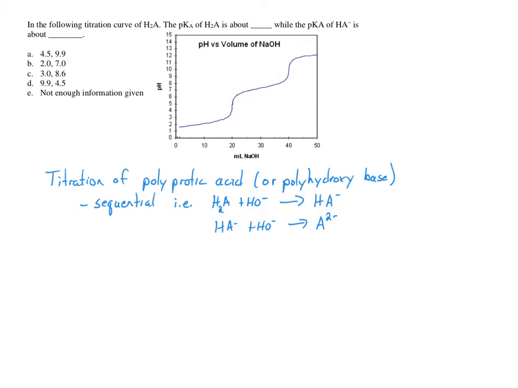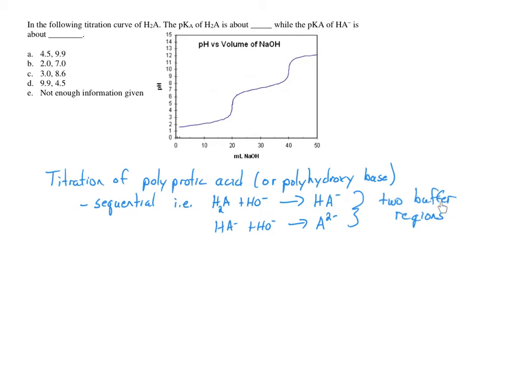This question deals with the titration of a diprotic acid. Now, in the case of polyprotic acids or polyhydroxide bases, the important thing to remember is that these processes are sequential. For example, in the case of this diprotic acid, first the initial proton is removed, and then in a second step, the second proton is removed.